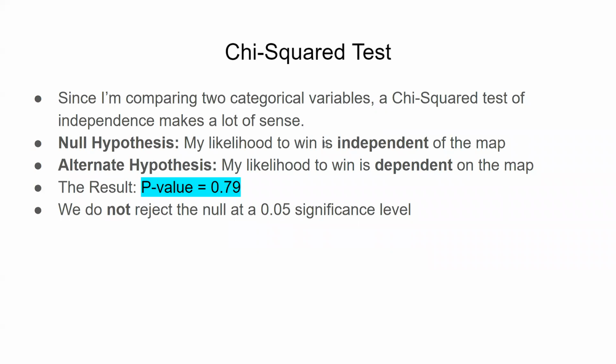So the null hypothesis is that my likelihood to win is completely independent of the map, doesn't matter at all. Alternate hypothesis, well, maybe my likelihood to win is dependent on the map. And so I just ran the chi-square test, code will be below, and we end up getting a p-value of 0.79, which is not significant at all. We're testing at a 0.05 significance level.